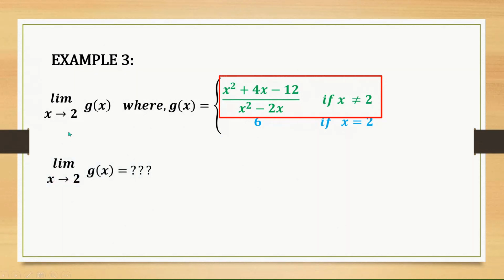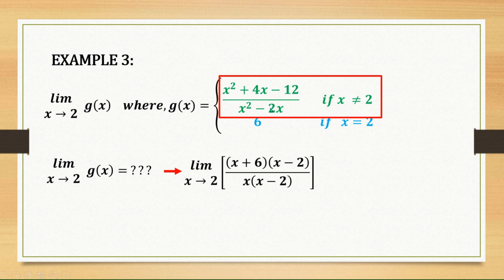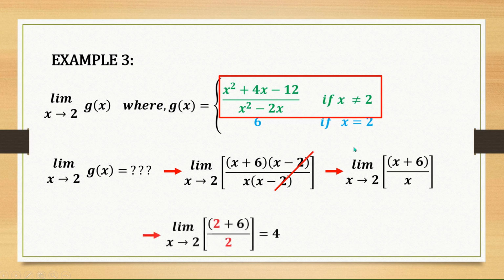therefore, evaluating the limit of g of x as x approaches 2 is simply evaluating this function. And if you have observed, this is similar to our previous example, so evaluating this one will be the same procedure. Therefore, the limit of the function g of x as x approaches 2 is simply 4. Okay? So that is how we are going to evaluate this one.